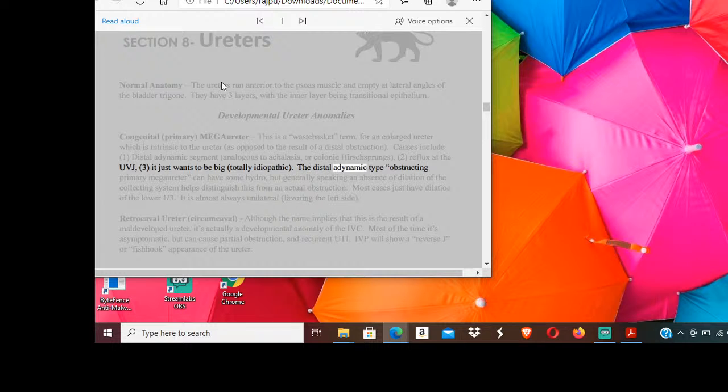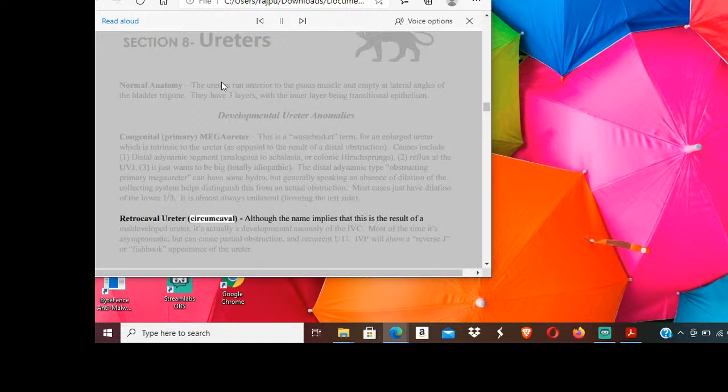The distal adynamic type, obstructing primary megaureter, can have some hydro, but generally speaking an absence of dilation of the collecting system helps distinguish this from an actual obstruction. Most cases just have dilation of the lower 1/3. It is almost always unilateral, favoring the left side.